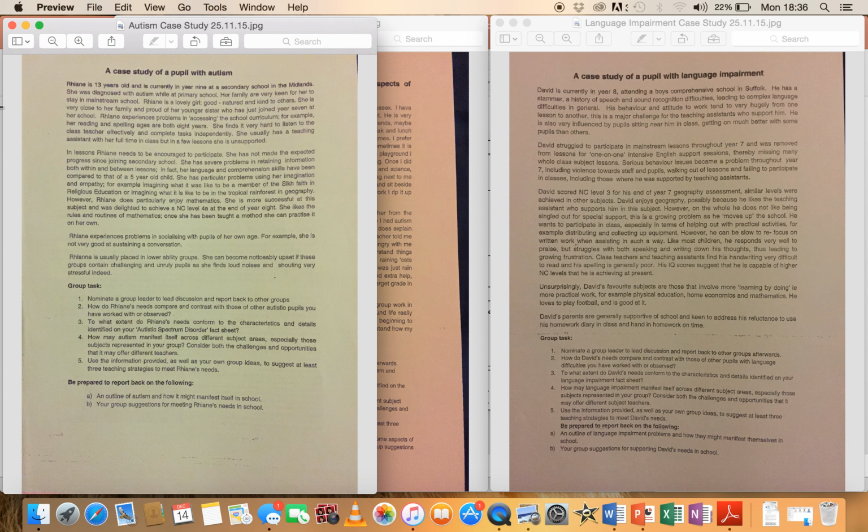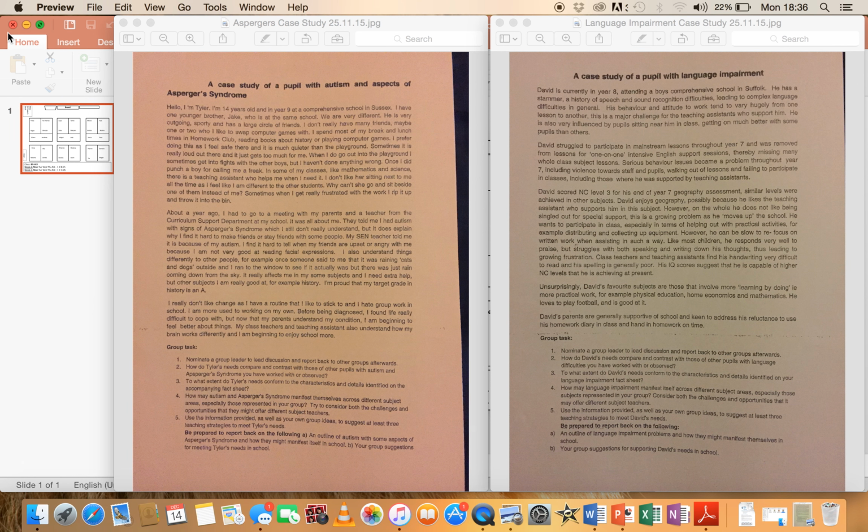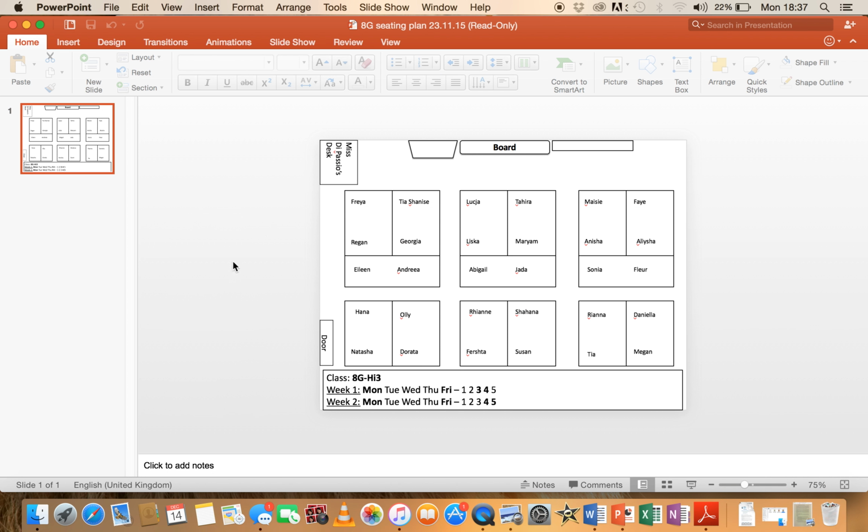What I've also got here is a PowerPoint presentation. So I've got a seating plan and this is for 8G. Now, for example, I've got Liska here and also Maisie, both of whom have dyslexia, and I spoke to them and they both said they preferred sitting closer to the board, which I thought was brilliant. Put these changes in place, got them sitting closer to the board and helped them out.